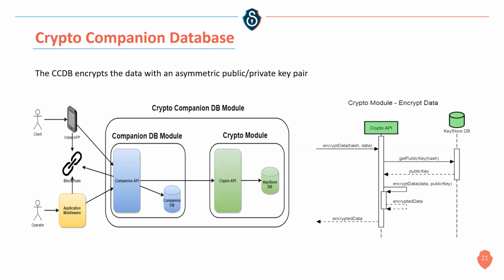In a quick overview of the components, we can see that the crypto companion database is composed of two different modules. The companion database module, which is a normal MongoDB database to store the data and encrypted data, and the crypto module that is in charge of the encryption and decryption of the data with the keys in the key store. The key pair is generated using a BIP 39 mnemonic phrase, so the data could only be accessed by the owner.